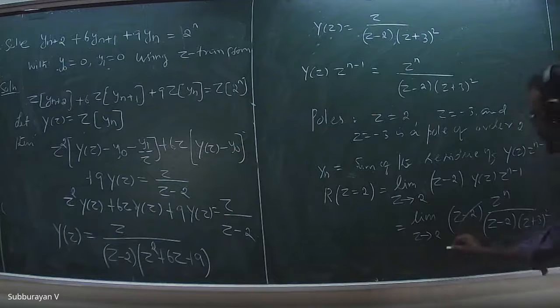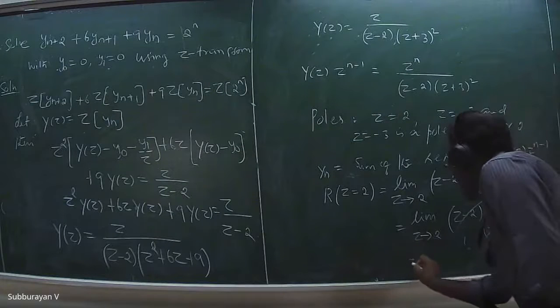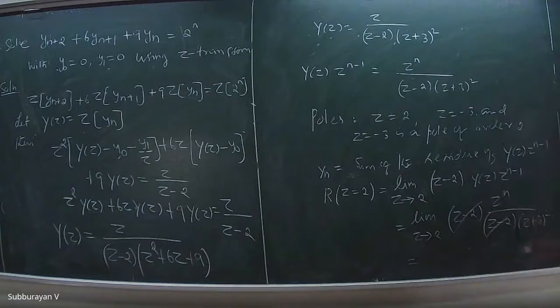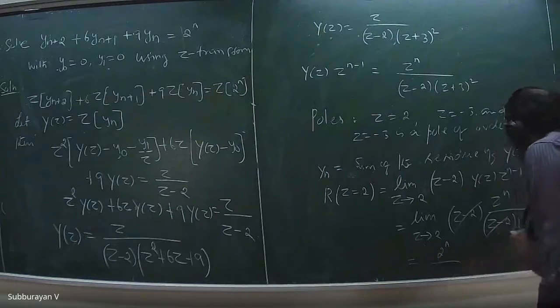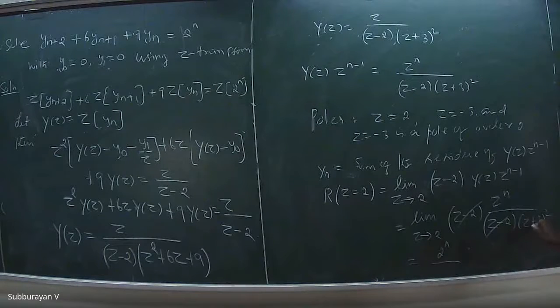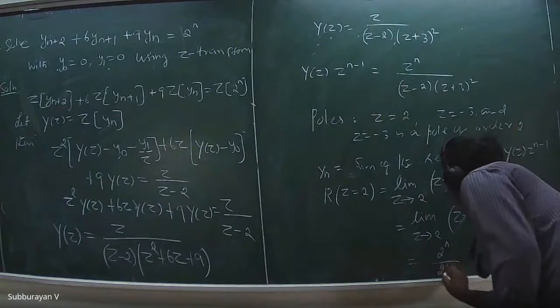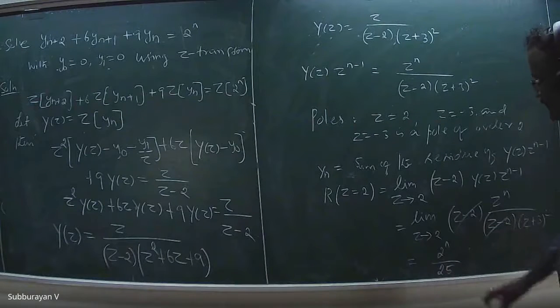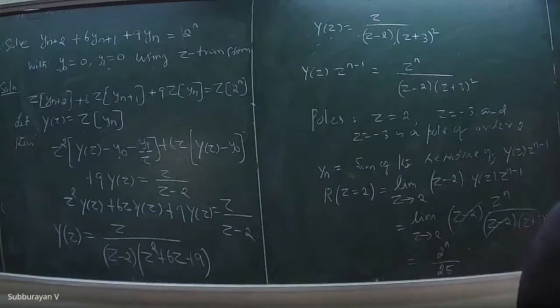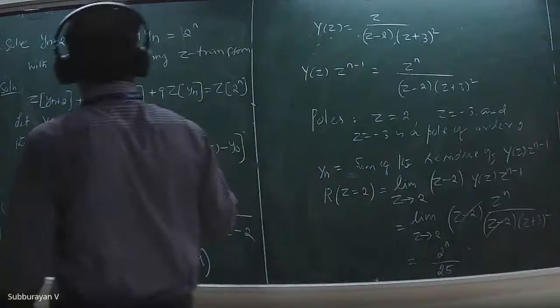Now you cancel this factor. Then, if I apply z equal to 2, I get 2 power n divided by (2 plus 3) whole square. So therefore 25. The first residue is 2 power n divided by 25.